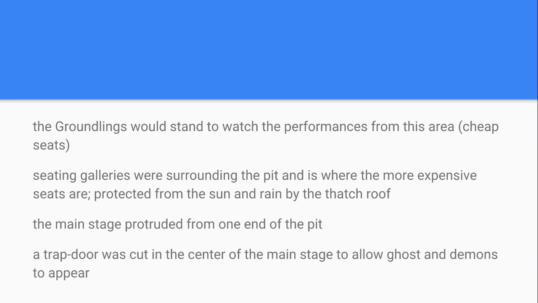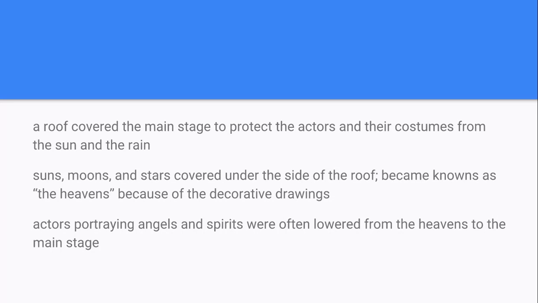The main stage protruded from one end of the pit, and a trapdoor was cut in the center of the main stage to allow ghosts and demons to appear. A roof covered the main stage to protect the actors and their costumes from the sun and the rain. Suns, moons, and stars covered the underside of the roof, which became known as the heavens because of the decorative drawings. Actors portraying angels and spirits were also often lowered from the heavens to the main stage. So having a 3-level stage really let them bring actors up from trapdoors and also down from the roof.